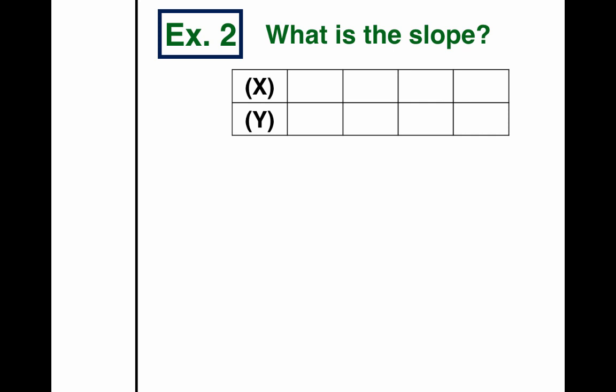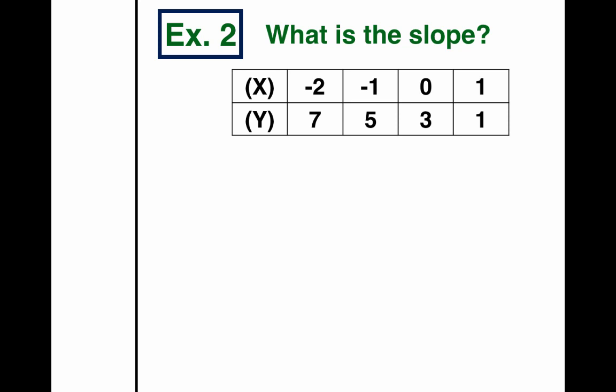Okay, let's look at another one. Example 2. I hope you did okay on that. You try. So, same question. What is the slope? New table numbers. We're going to put some negatives in there now. We're going to do -2, -1, 0, and 1. And for the y's, we're going to do 7, 5, 3, and 1.